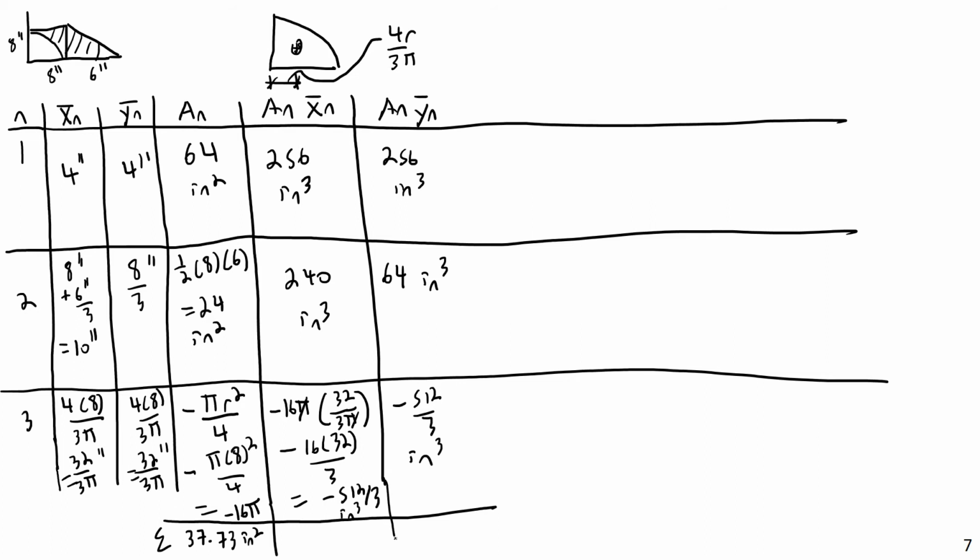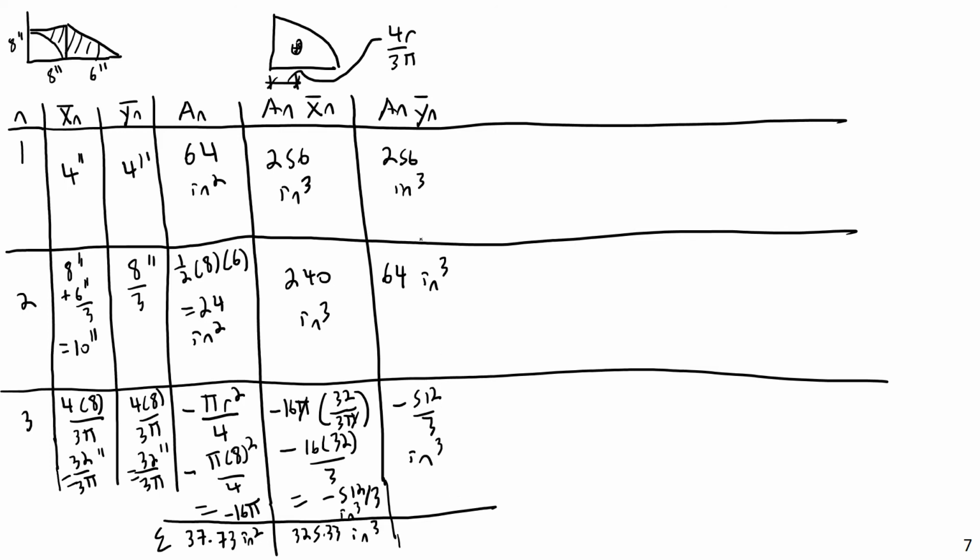Then each of these will have different results this time. So 256 for this column plus 240 minus 512 divided by 3. And this comes to 325.33 inches to the third power. And again, this is going to be your summation of A times x bar, or the Qx, or sorry, the Qy, the first moment of area with respect to the y-axis.